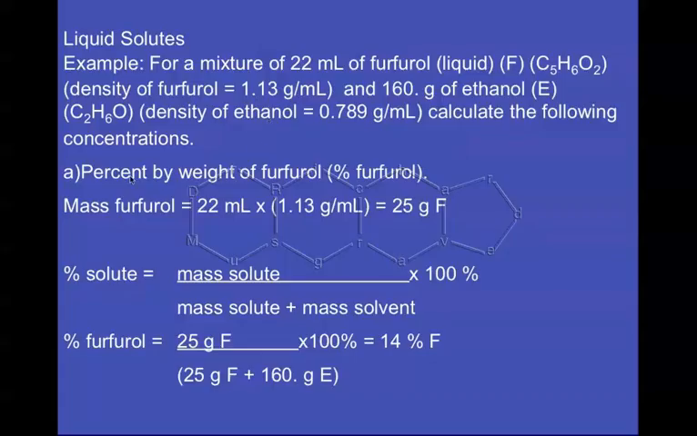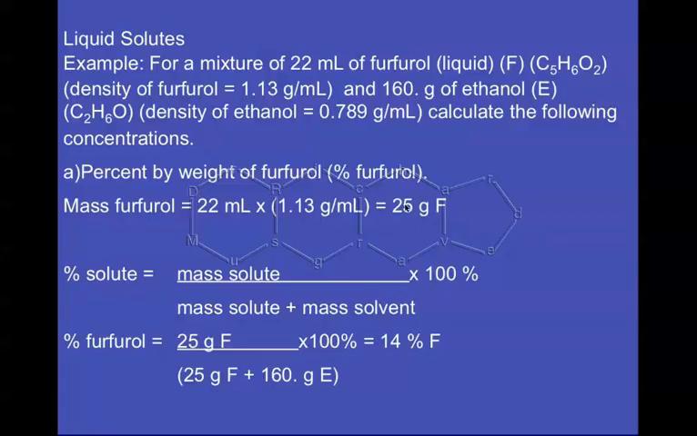The first thing we need to do is find the percent of weight of furfural, and to do that we're going to need a mass of furfural. We've been given a volume and we need to use the density then to convert that into a mass. Now that can be done by taking the volume and multiplying it by the density. Here you can see that the milliliters will end up cancelling to give us grams, so that will end up showing us that we'll have 25 grams of furfural.